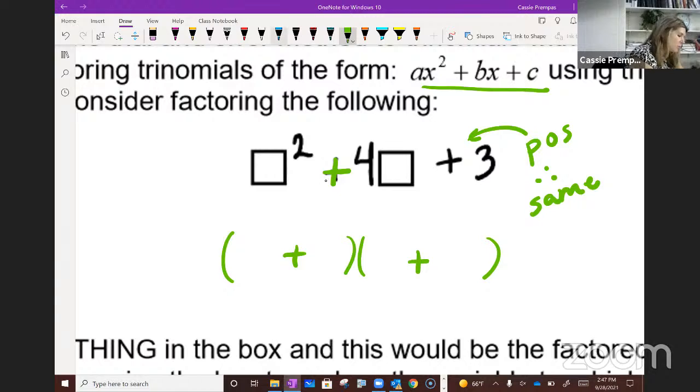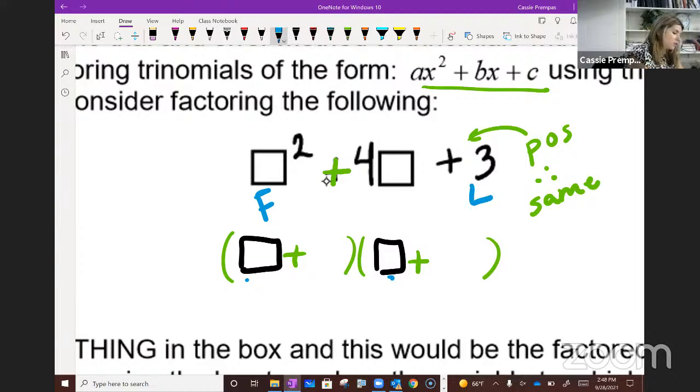Now, if I'm undoing the F in FOIL, let me stop and think about what it means to be something squared. 3 times 3 is 3 squared. 4 times 4 is 4 squared. 5 times 5 is 5 squared. So what times what would create a box squared? Good, a box times a box. So whatever's here and whatever's here, when I multiply it by itself, it creates that box squared. So now I've undone the F.